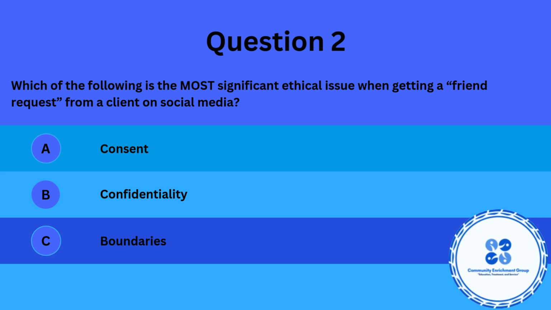Let's talk about it a little further. The Code of Ethics dictates that social workers should avoid accepting requests from or engaging in personal relationships with clients on social networking sites or other electronic media to prevent boundary confusion, inappropriate dual relationships, or harm to the client. Keep that in mind. Again, the answer is C.